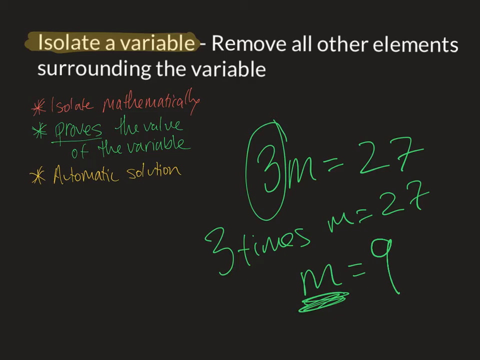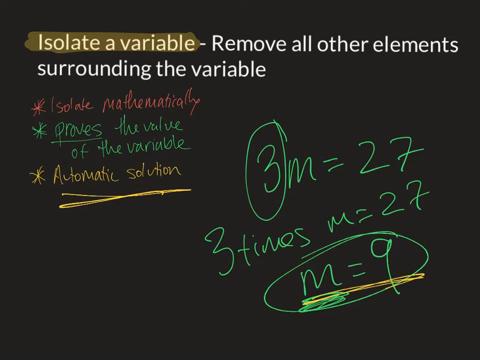27 is 9 times larger than 3. 27 is 3 times larger than 9. It fits into our proof as to why 9 has to be an answer. We have to isolate m in order to get to a solution. So now I know that m equals 9. This is where it tells me that it's an automatic solution because I have my answer. M is equal to 9. It proves the value of the variable because m must equal 9 in order for this entire sentence to be true. And now I'm isolating mathematically.